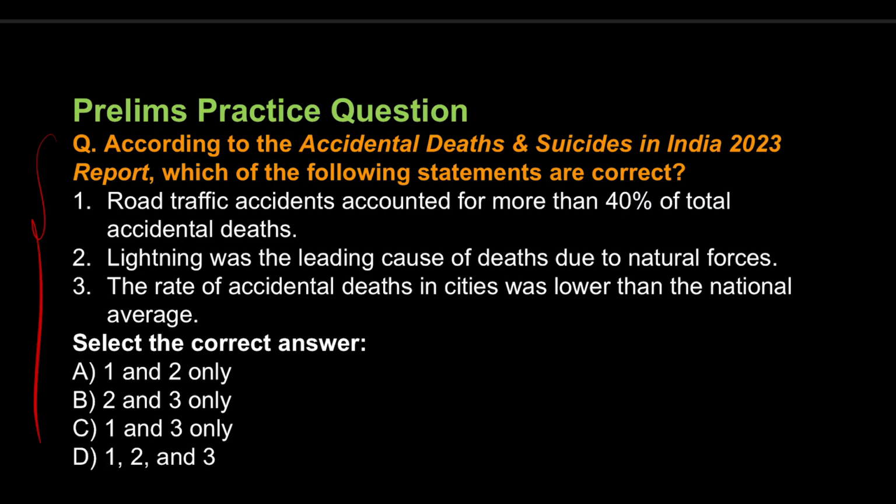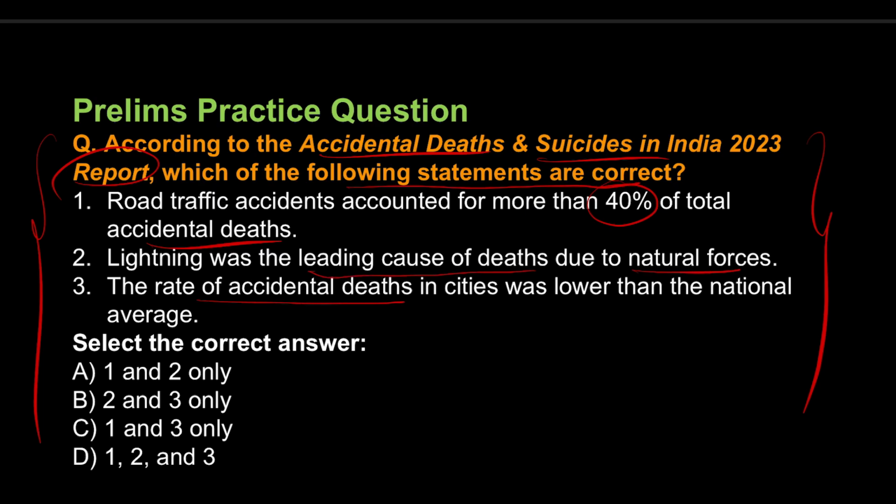So now at the end, let's solve one prelims question. According to the Accidental Deaths and Suicides in India 2023 report, which of the following statements are correct? Road traffic accidents accounted for more than 40% of total accident deaths. Lightning was a leading cause of deaths due to natural forces. The rate of accidental deaths in cities was lower than the national average. Select the correct answer, right?